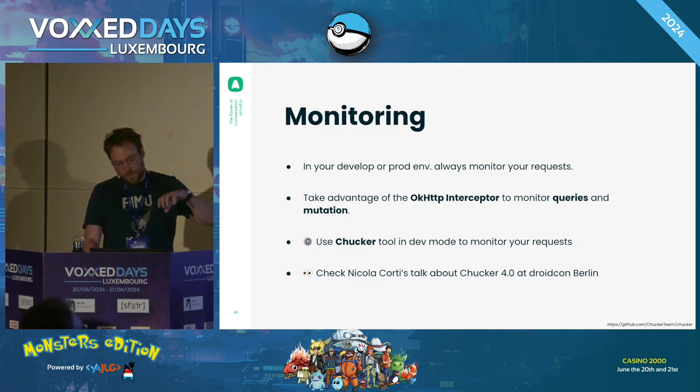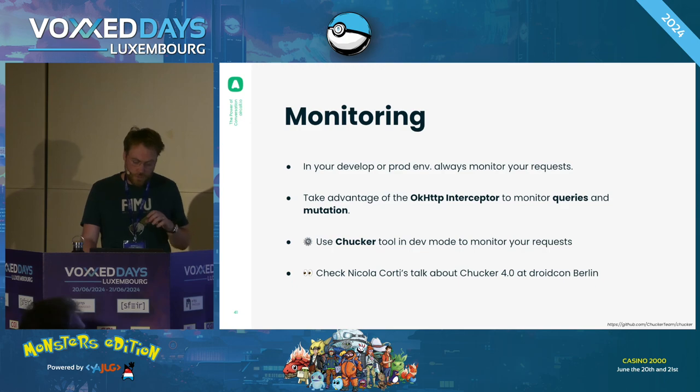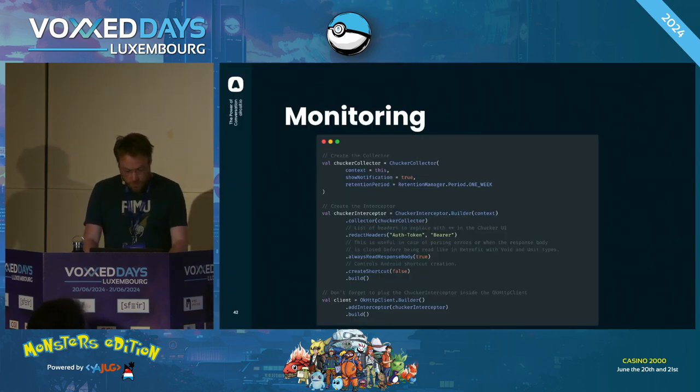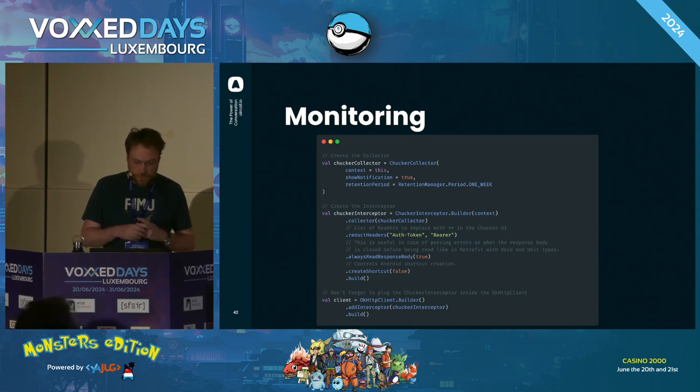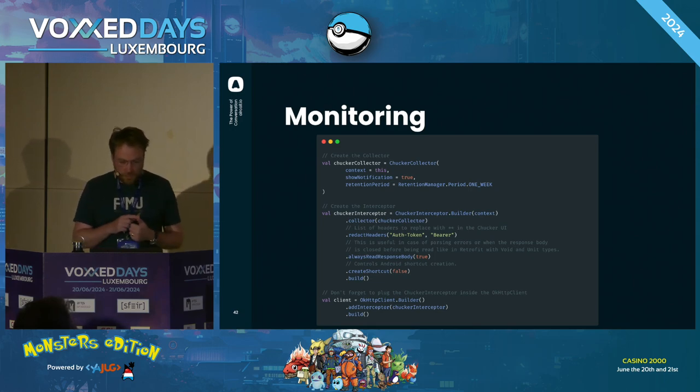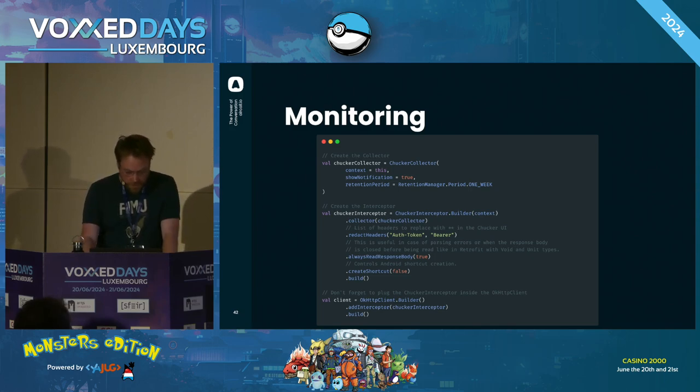If you want a deep dive into the latest version of Chucker, I advise you to check out the talk of Nicola Corti at DroidCon Berlin last year. To monitor what is happening with GraphQL in our application, only on the dev side here, we need to instantiate the Chucker collector. You define a bunch of parameters, and then you create the Chucker interceptor with the collector. If you want to redact some sensitive headers like the auth token, you can do it. Then we inject this interceptor into our HTTP client.